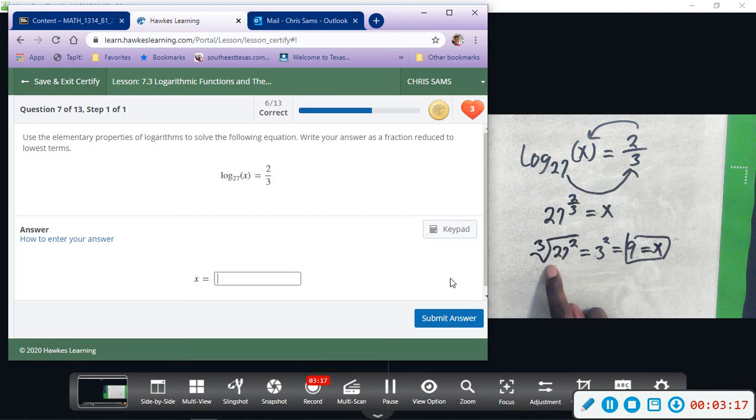Now you can square 27, it's going to give you a really big number, and then you might need a calculator to solve that. It doesn't say to do it without a calculator, but if you are familiar with some of those smaller powers, you can do it without it. So x equals 9.